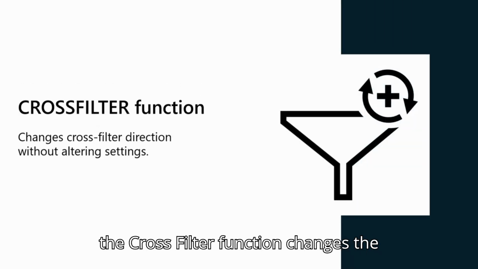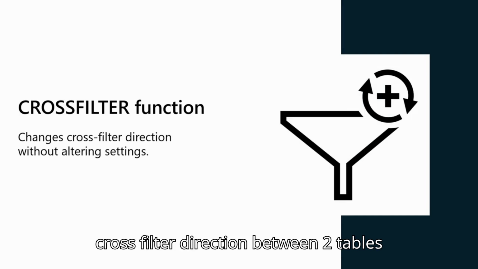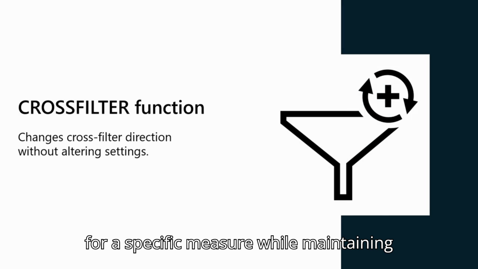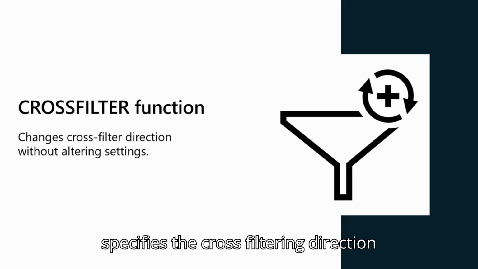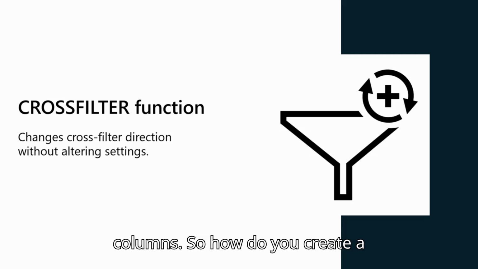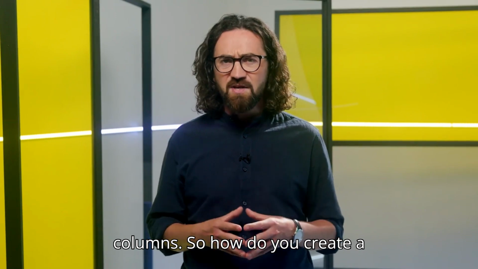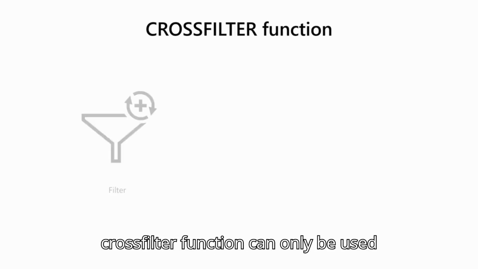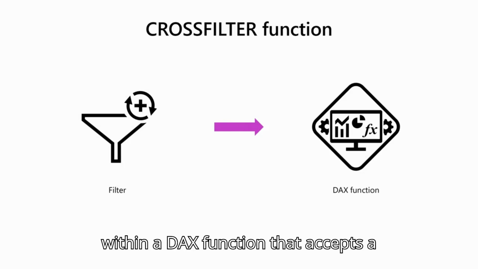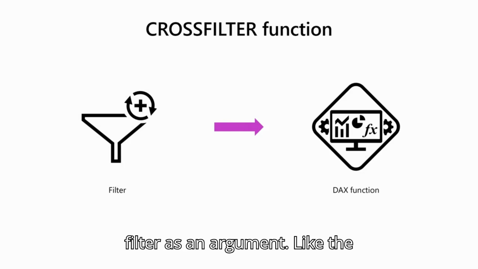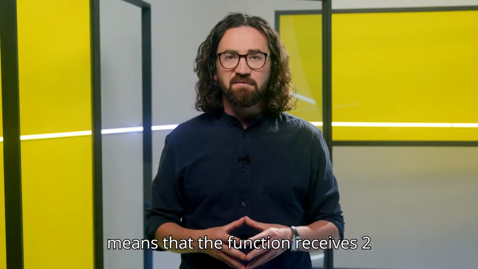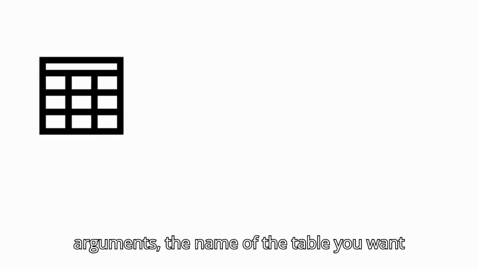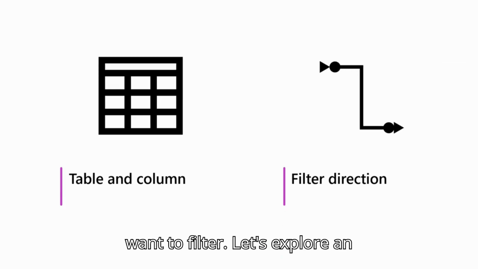As you've just discovered, the cross-filter function changes the cross-filter direction between 2 tables for a specific measure while maintaining the original settings. In other words, it specifies the cross-filtering direction to calculate a relationship between two columns. So, how do you create a cross-filter function? A cross-filter function can only be used within a DAX function that accepts a filter as an argument. Like the calculate function, for example, this means that the function receives two arguments: the name of the table you want to filter, along with the required column, and the direction in which you want to filter.